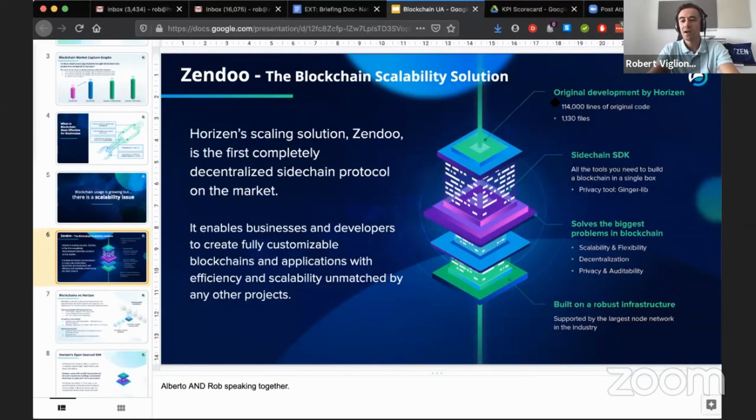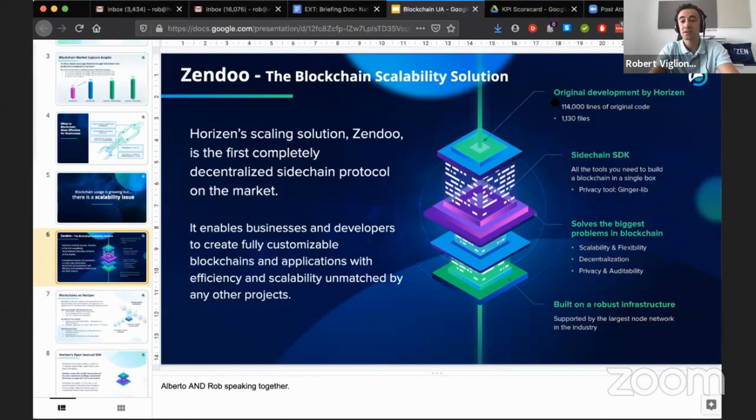It's at the core of the Zendoo protocol. So if you're an application developer and you want privacy for your applications and native privacy that's already built in, you don't have to think about another layer of privacy. You can actually have privacy endogenous to your system with GingerLib. It solves some of the biggest problems in blockchain.